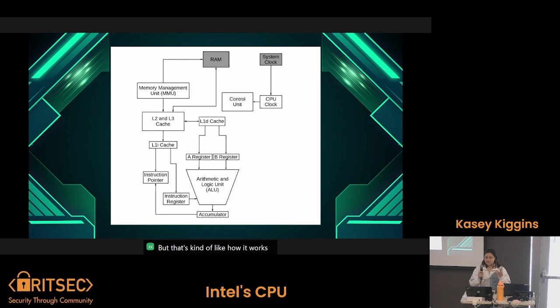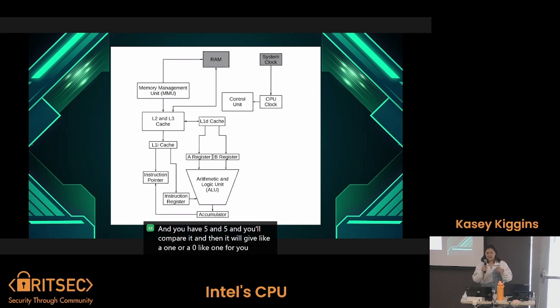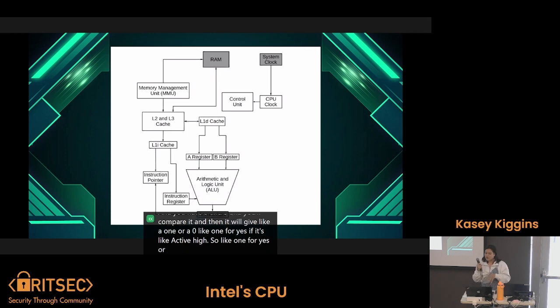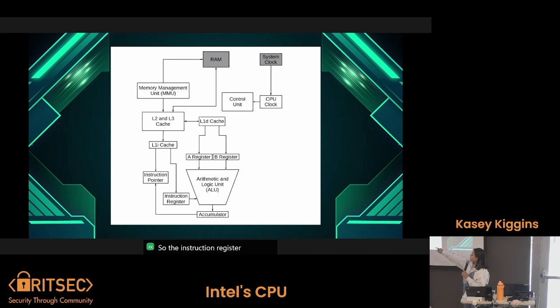And then for the logical unit, it'll be like, are these the same thing? You have 5 and 5, and it'll compare, and then it'll give a 1 or a 0: 1 for yes if it's active high, or a 0 for no. So that's really cool.